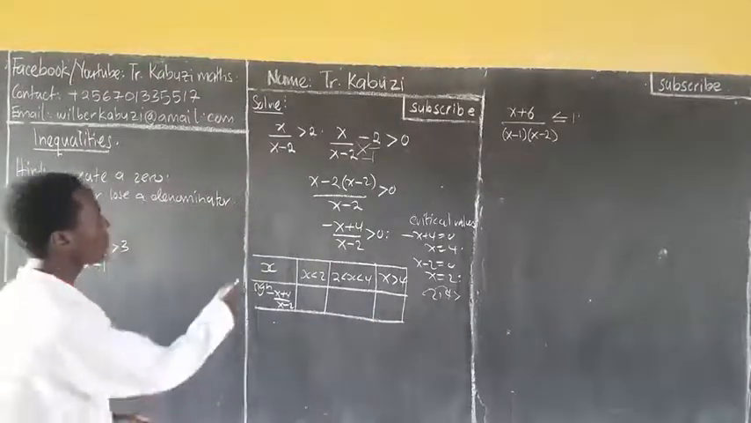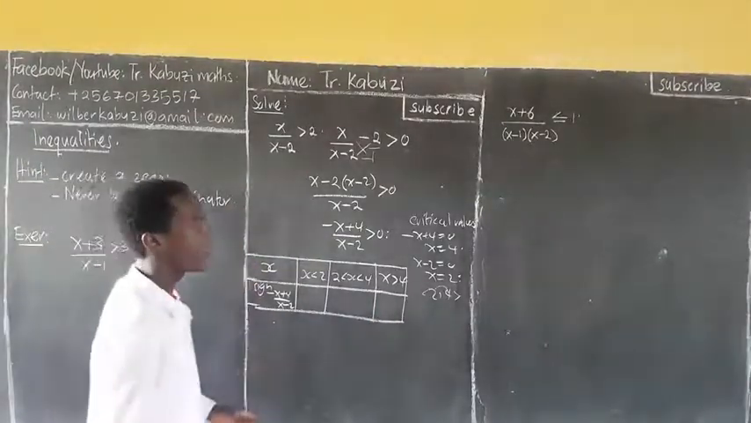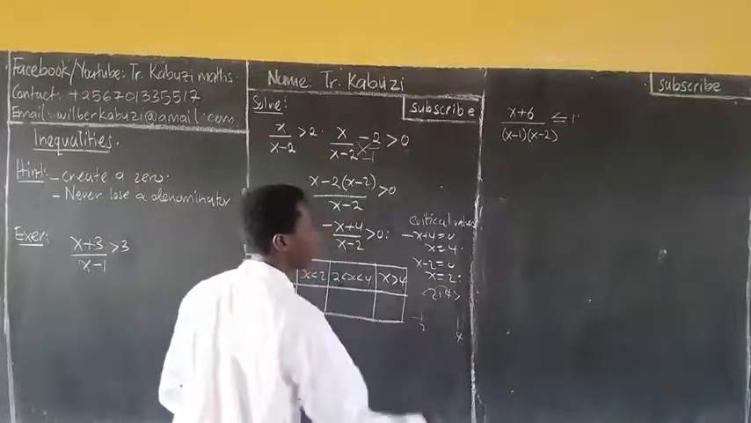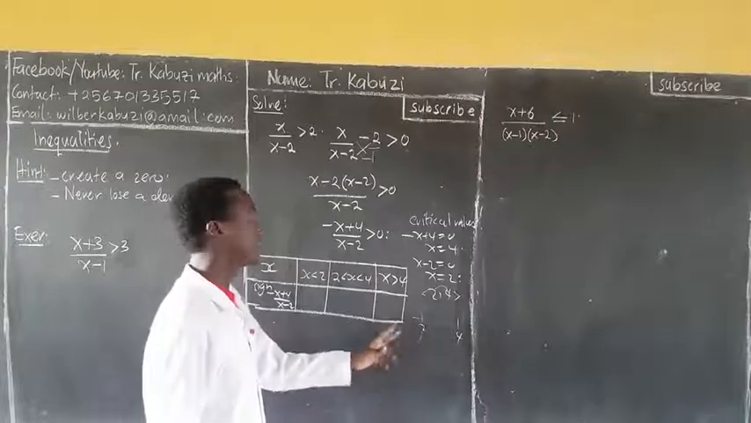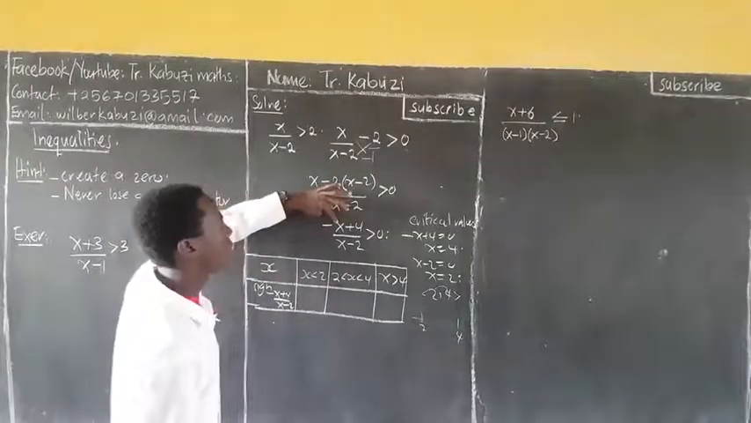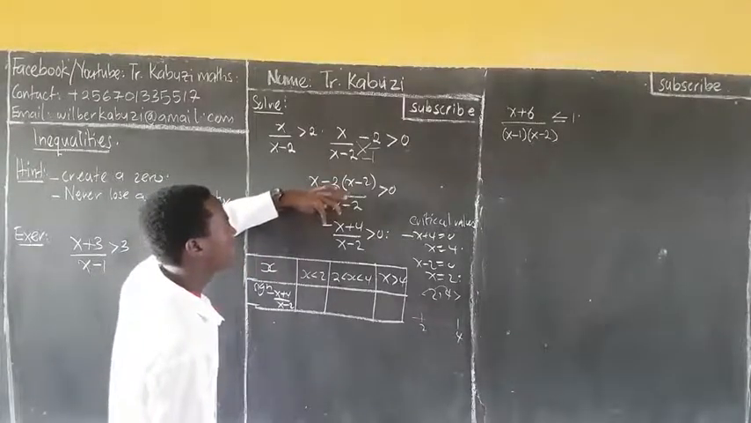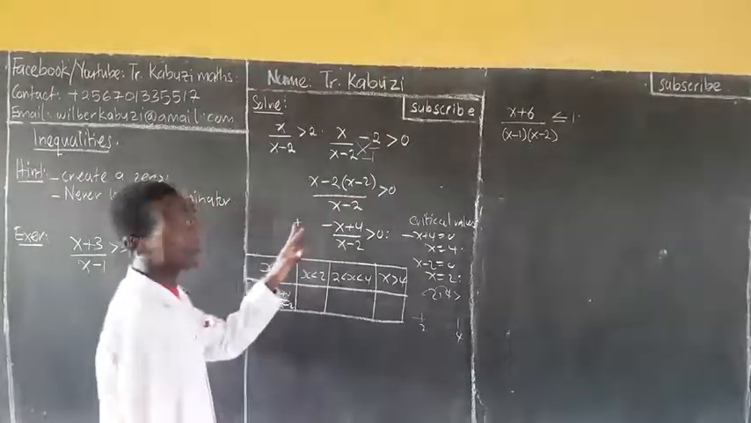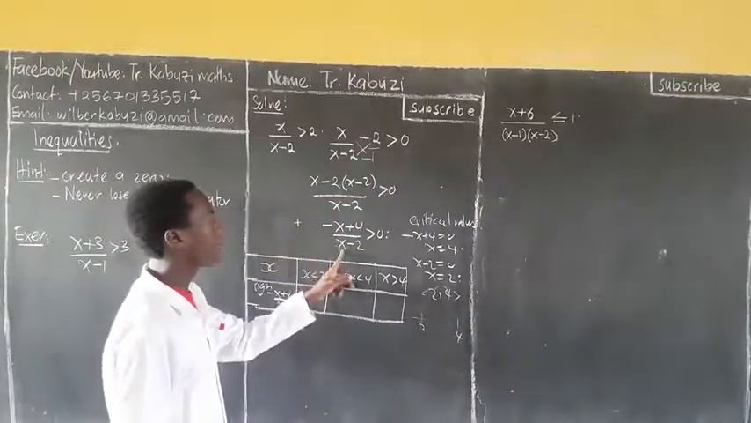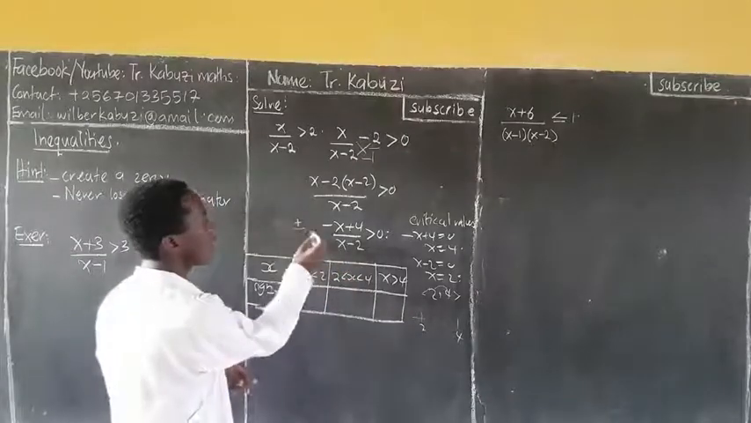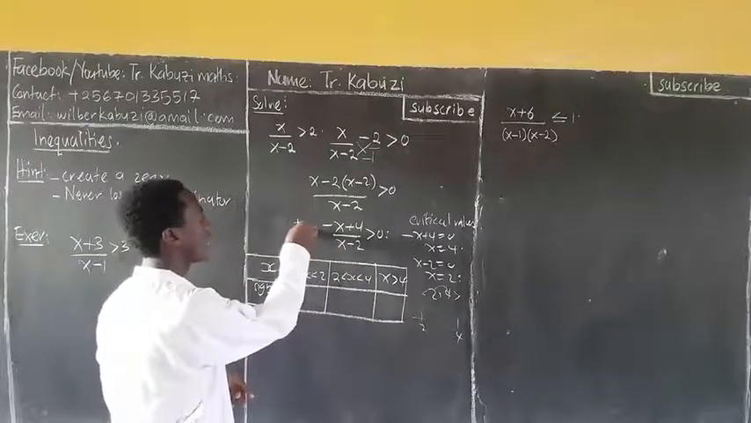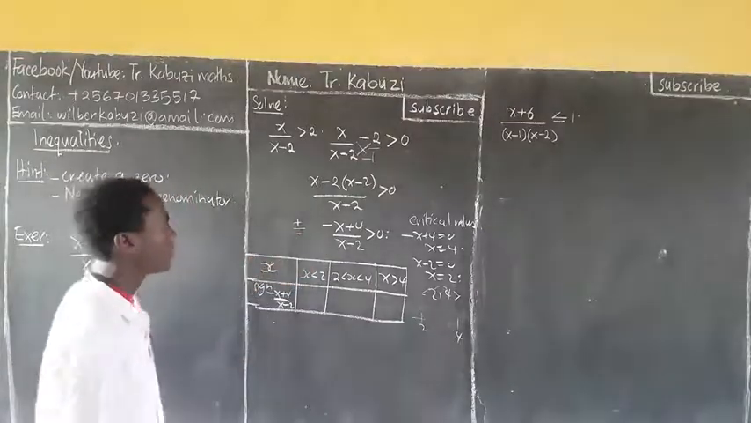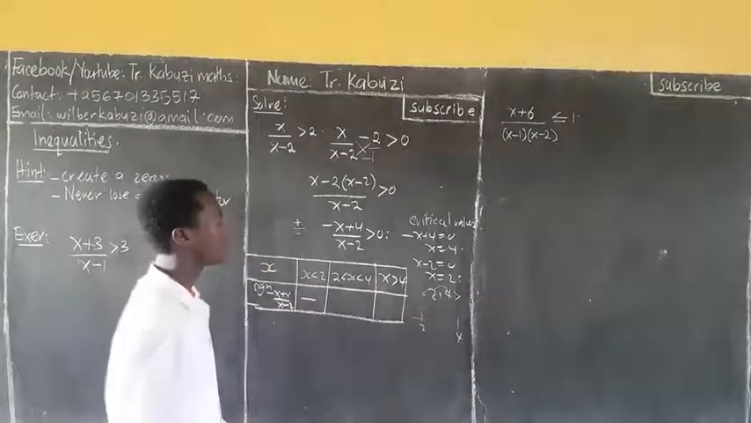Now, we draw our number line. If you have a number line, you know you have 2 and a 4. Below 2, there is a 1. When I put here a 1, you see negative 1 plus 4, I'll be having a positive 3, but we are interested in the sign. When I put here 1, I'll be having 1 minus 2, I'll be having negative 1, but I'm interested in the sign. So positive divided by negative, I have negative.